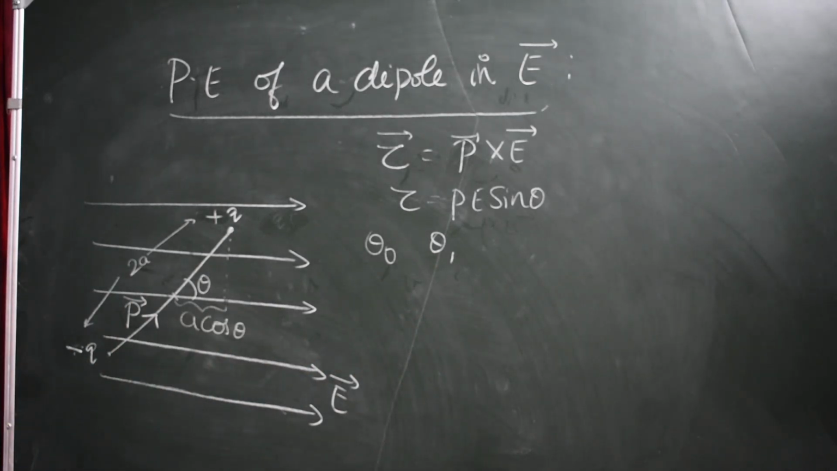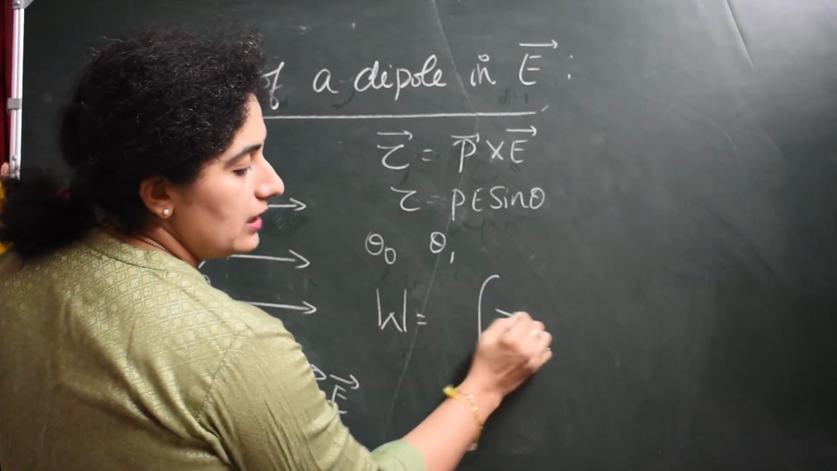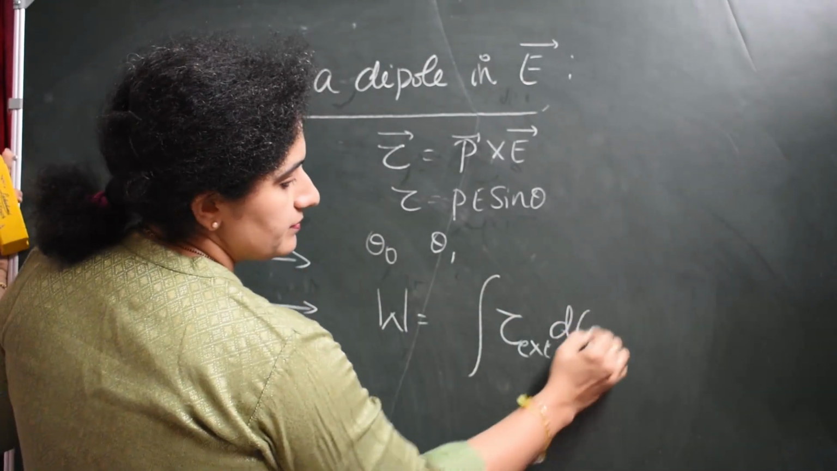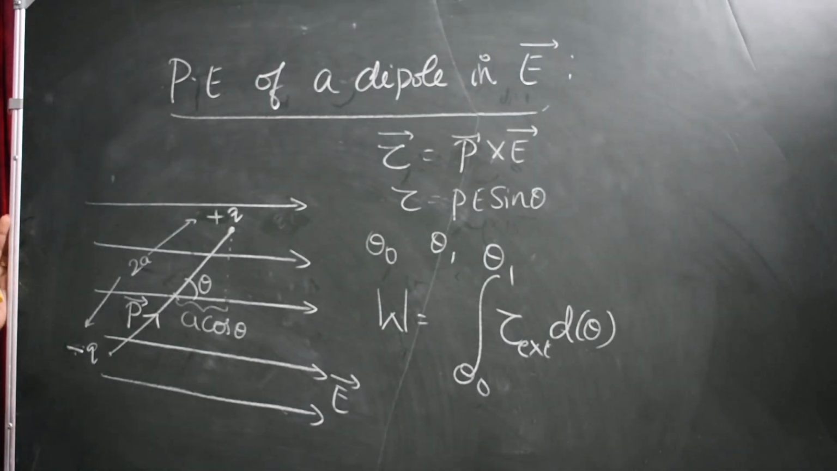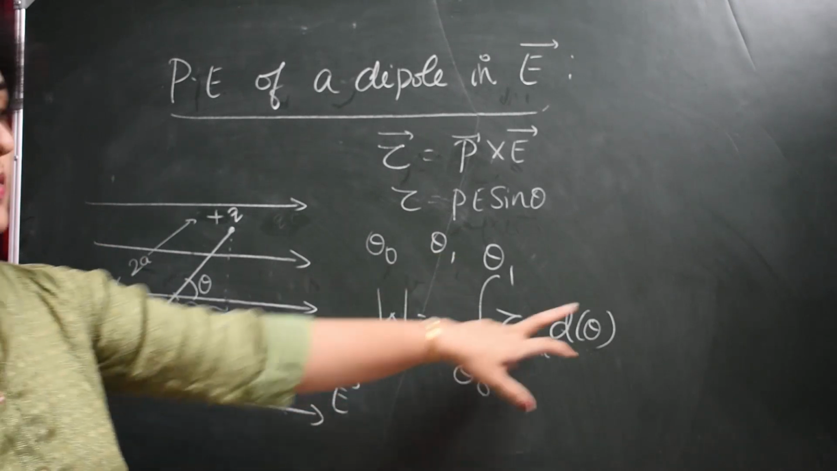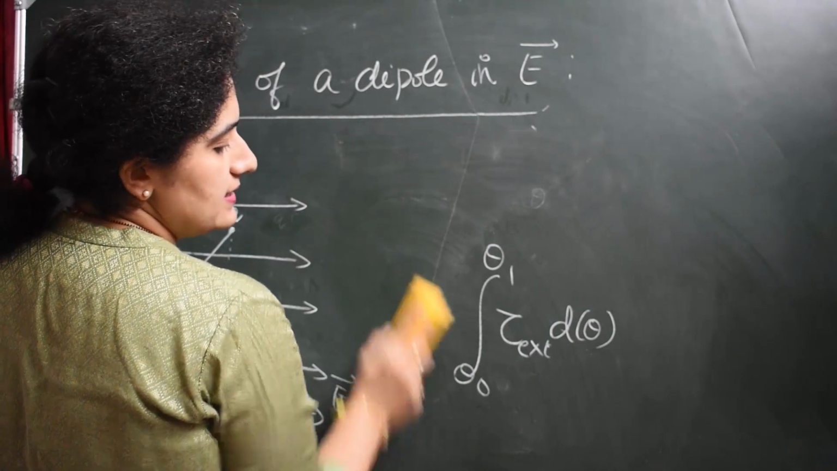That is what we do in calculating the potential energy, because potential energy is nothing but the external work done. So tau external of theta into d theta. The total work done will be the integral of tau external of theta d theta from theta naught to theta 1. You have taken two angles, from theta naught to theta 1. What is the external work done is what you have to calculate. So just integrate this one.